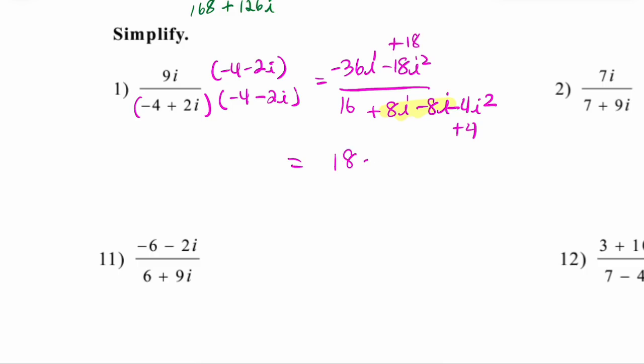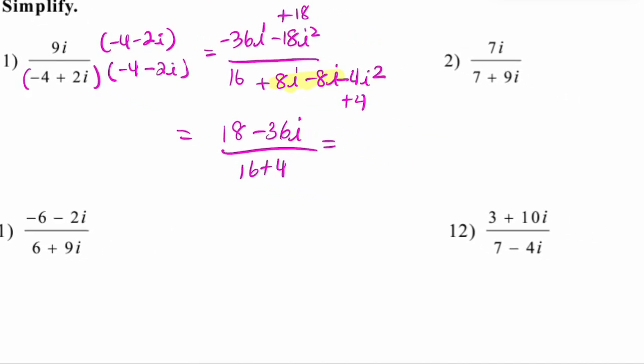So I'm going to write the 18 first. That's standard form for a complex number. And then I'm going to have 16 plus 4, which is 20. So I am going to put the 18 over 20, the 36 over 20, and separate the i. Remember, in complex number standard form, we have the regular number and the i part. So the 20 gets written under both. And then just simplify each one as much as you can.